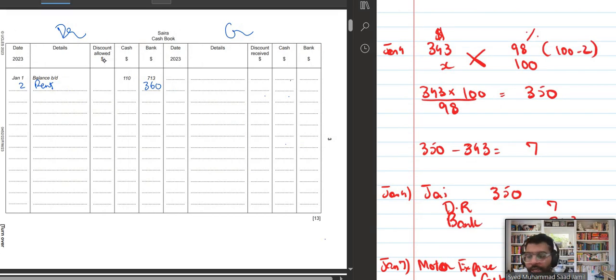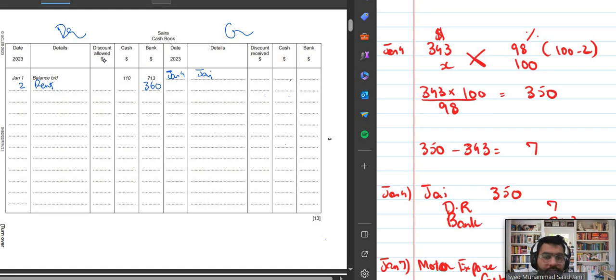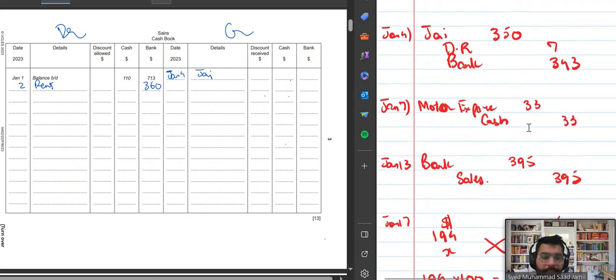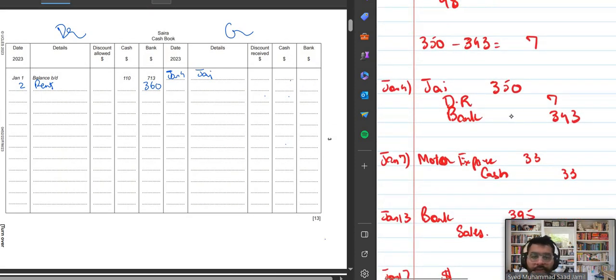Now moving on to Jan 4th, let me write over here Jan 4th. J. In details you will write J. Now look how much discount he received. Since he received a discount of 7. And how much did we put in our bank account? 343. Perfect.